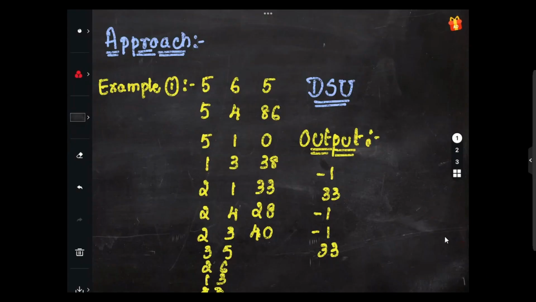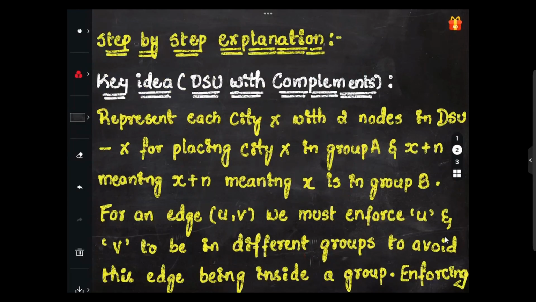I have considered the same first example that they have given in the question, right? So we'll be considering this one, basically 3, 5. Let's go with the second example as well if I have time. The output that we need to get here for the whole input is -1, 33, -1, and 33. So this is fine.